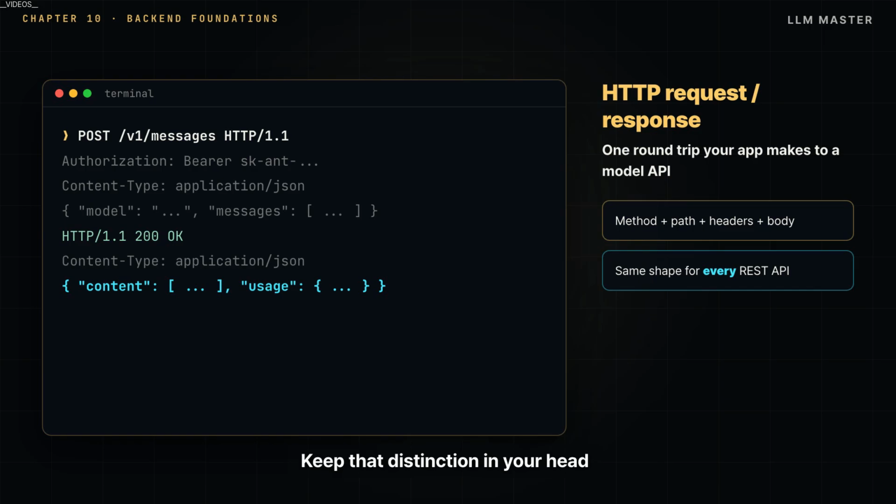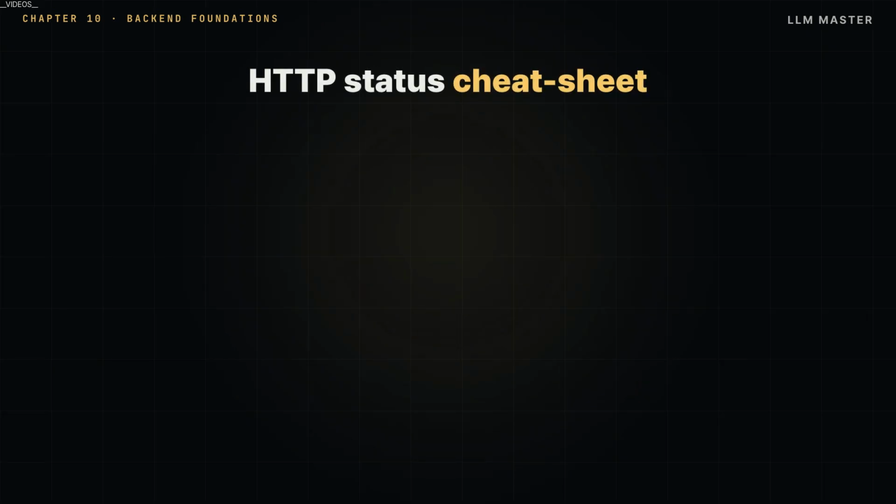Keep that distinction in your head because retries are coming later in this chapter. The status code is the first thing your code should look at because it tells you what to do next before you even parse the body.